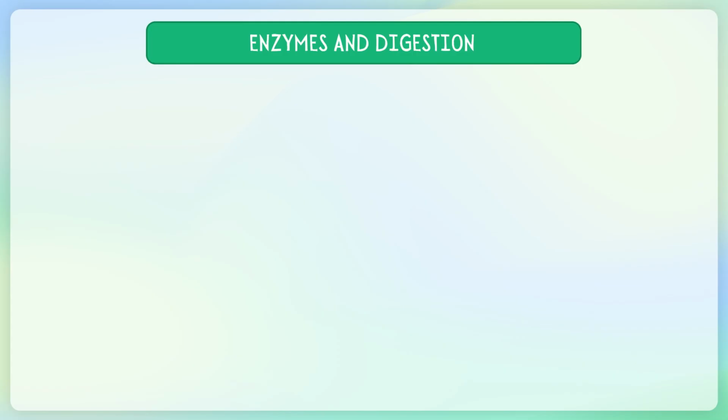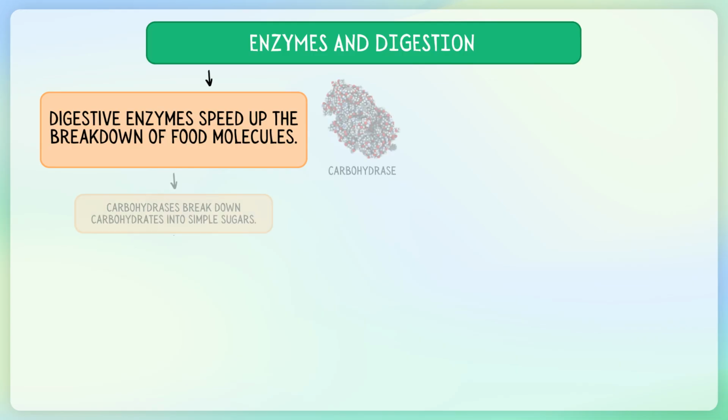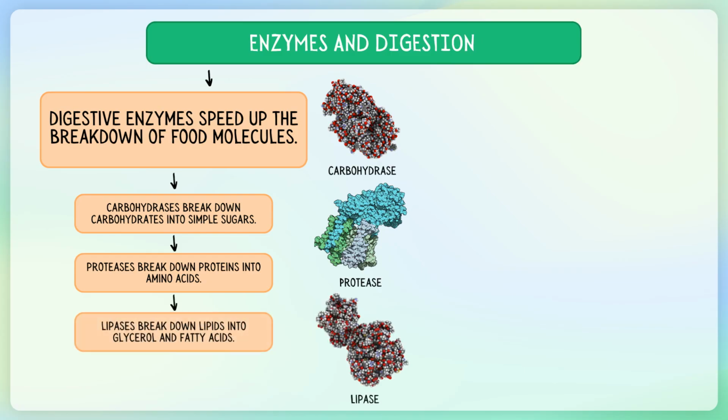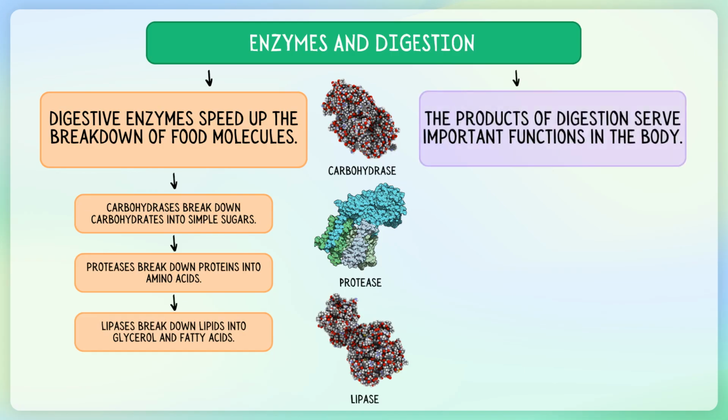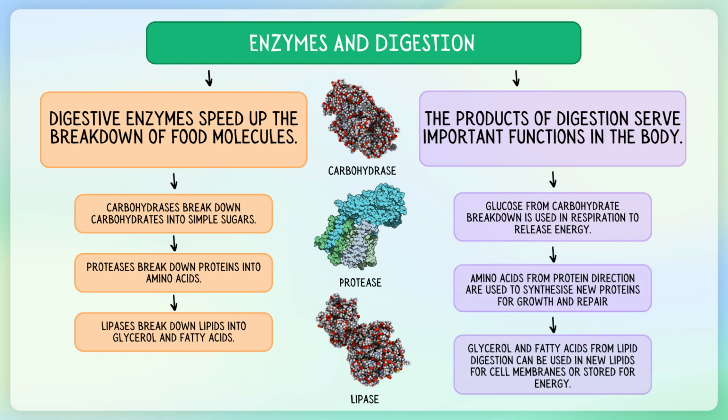To summarize, digestive enzymes are essential for breaking down large, insoluble molecules into smaller, soluble ones that can be absorbed and utilized by the body. Amylase, proteases, and lipases each have specific roles in this process, and their proper functioning is crucial for digestion and health. The products of digestion are valuable resources that our bodies use to build new molecules and release energy, highlighting the importance of this intricate biological process.